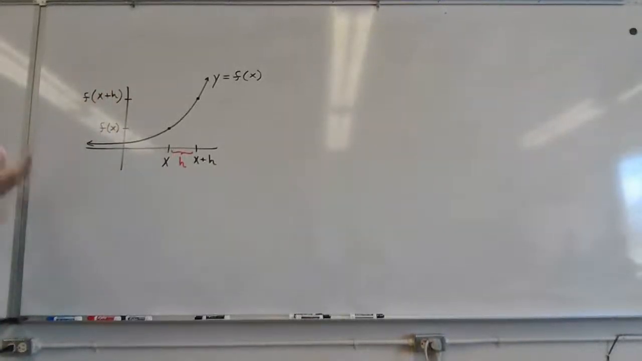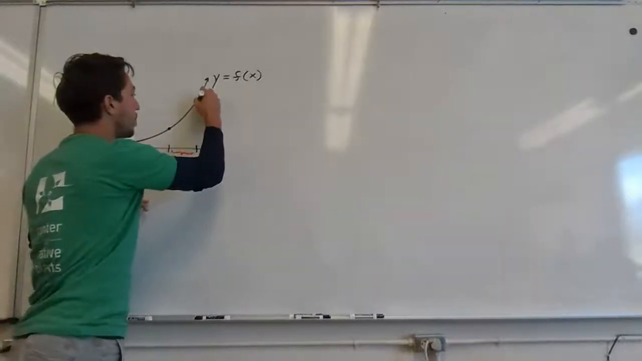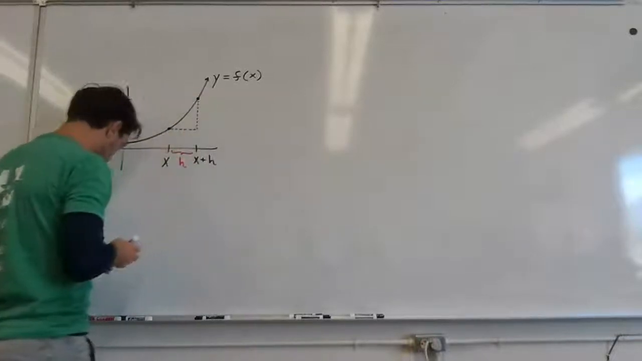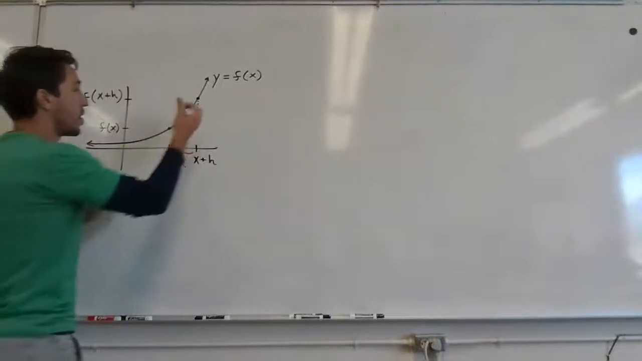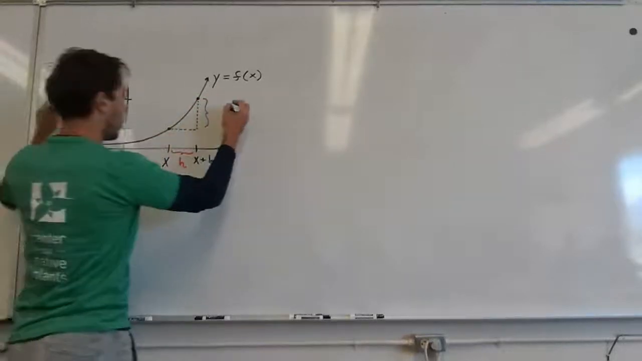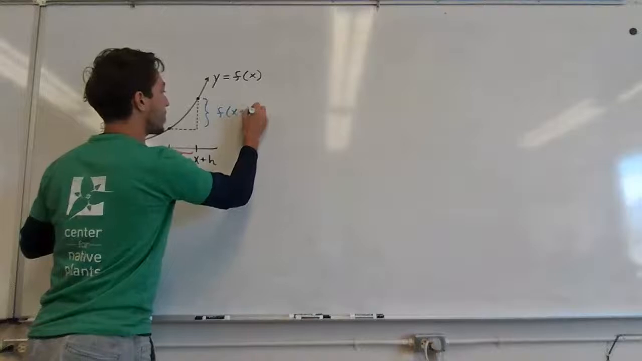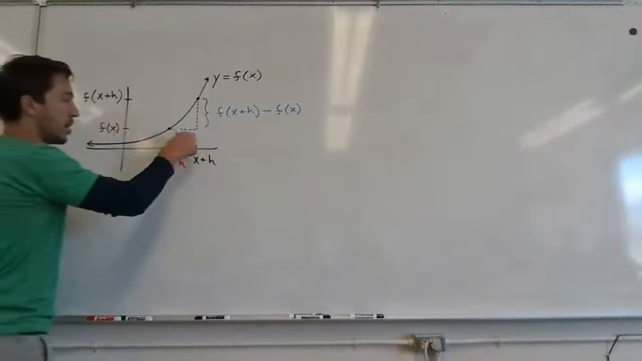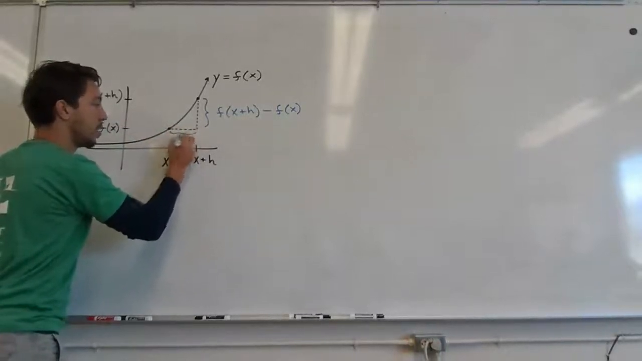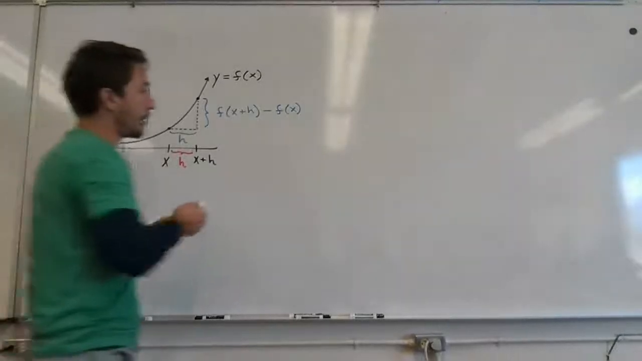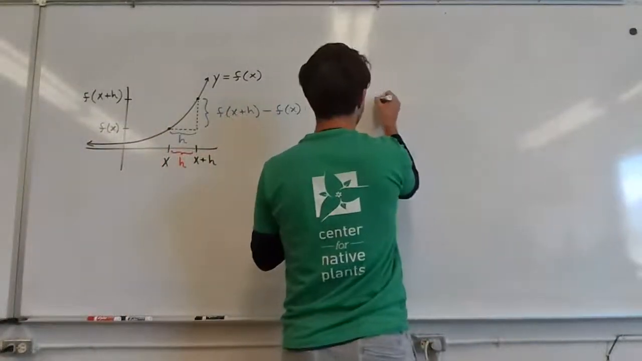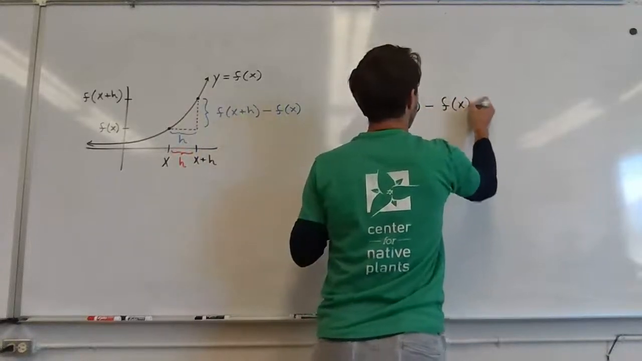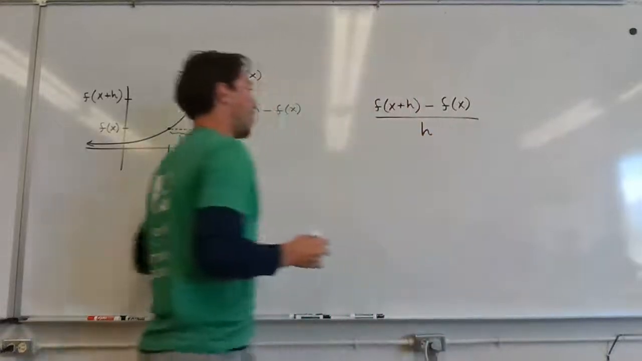Okay, so then I say, what's the average rate of change of this? Let's do rise over run. Let's use some blue here. What's the rise going to be? Very good. It's f of x plus h minus f of x. What's the run? Just h. So therefore, the average rate of change is this fraction of f of x plus h minus f of x, all over h.